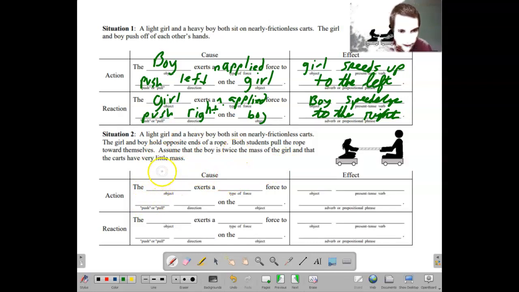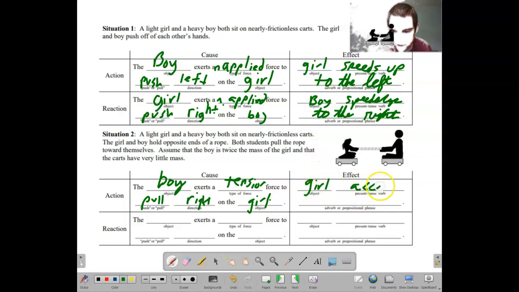Okay, so again, we'll start off with the boy exerts a tension because there's a rope involved, right? To pull right on the girl. And the effect is the girl is going to accelerate in the same direction as the force acting on her. So she's accelerating to the right.